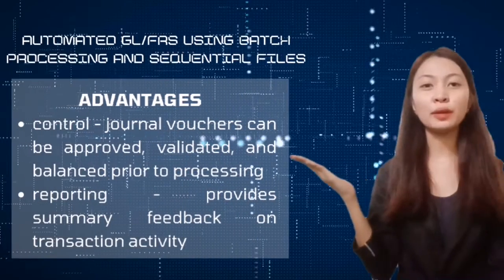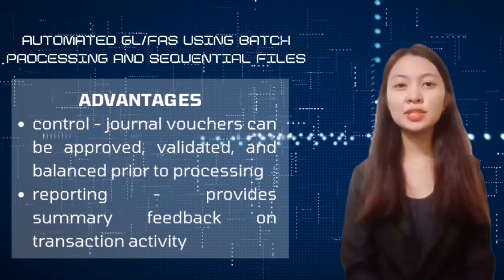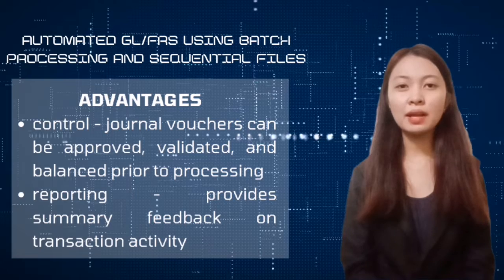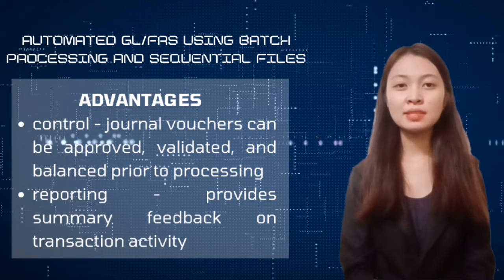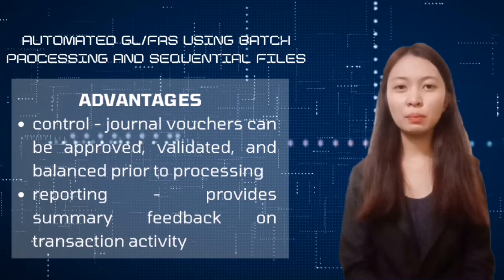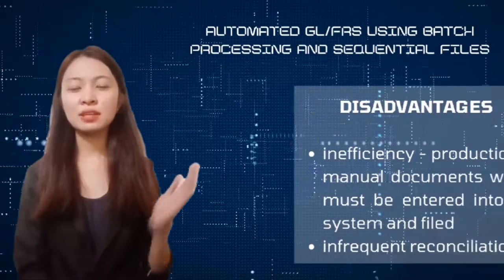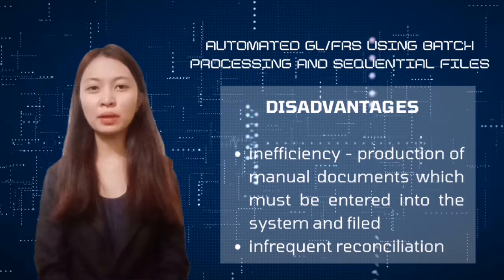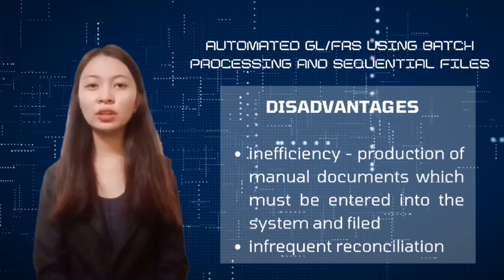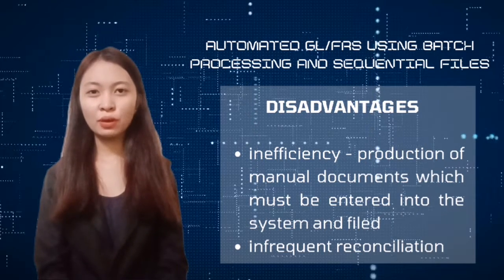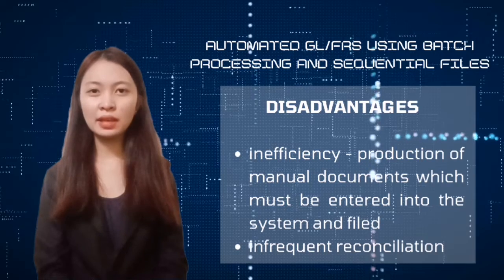general ledger and financial reporting system using batch processing and sequential files. It is beneficial in terms of control and reporting because journal vouchers can be approved, validated, and balanced prior to the processing system, thus providing summary feedback on transaction activity. On the other hand, inefficiency is at risk because of the production of manual documents which must be entered into the system and filed, and frequent reconciliation must also be taken into account.